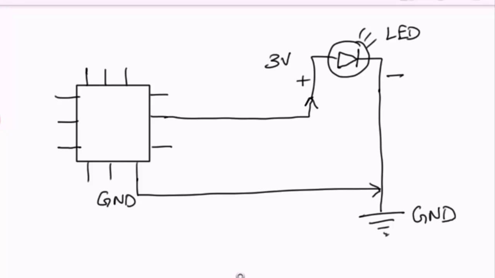Now we have all connections done. Now we have to tell the microcontroller to give logic 1 on this pin, which will be 3 volts on the pin, and our LED will be switched on.